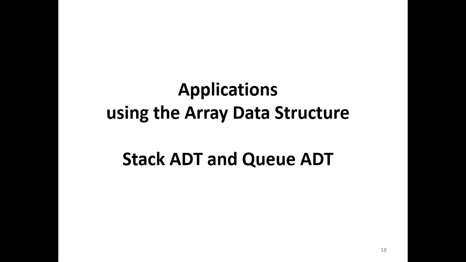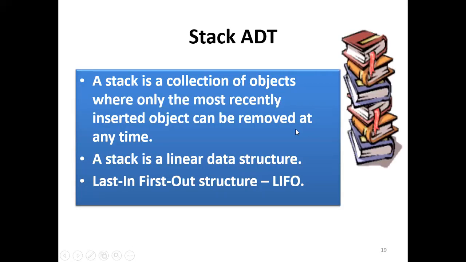Now we are proceeding to the section where we'll look at applications using the array data structure, and we will be looking at the stack abstract data type and the queue abstract data type. Starting with the stack. I believe most of you might have been to the bank, and if you are asked to queue before you see the cashier, you realize that the first person that came will be closer to the cashier, and the last person will be far away from the cashier. This is just an illustration of a queue, but in this case, we are going to start with the stack.